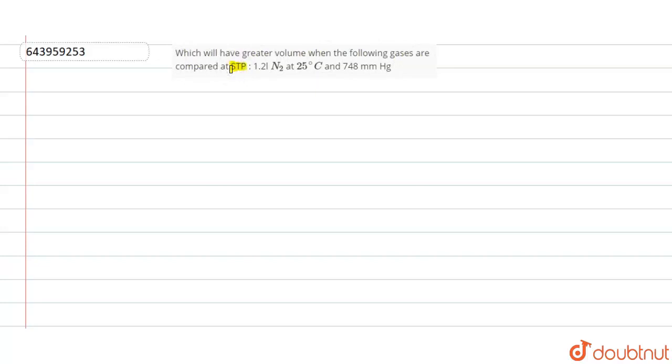Which will have the greater volume when the following gases are compared at STP? STP is standard temperature and pressure. So this is 1.2 liter N2 at 25 degrees Celsius and 748 mmHg. This is the pressure, this is the temperature, and this is the volume. So we have to find out the greater volume of the following gases.